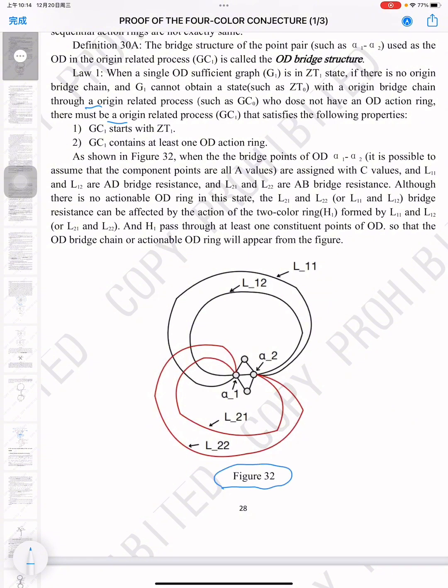In this figure 32, there are no possible OD rings, because if alpha 1 dash alpha 2 is the front OD, there are no OD rings that can act in this figure. So we can see this ring combined by L11 and L12 can act to break the two red lines.